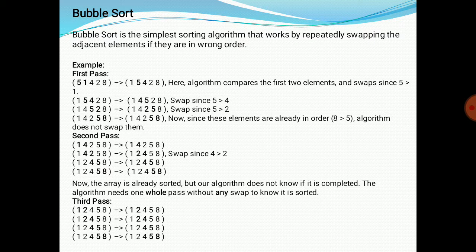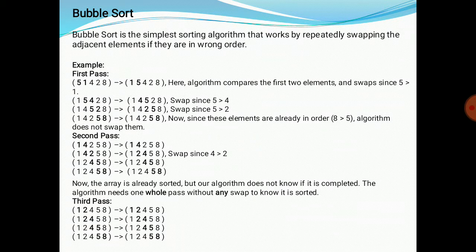And lastly, now the 5 is at its correct position, that is the second last position within the array, and it is the second largest element within the array. So after the completion of the second pass, the 5 will be placed at its second largest position. So in this way this algorithm works and all the passes will be performed.